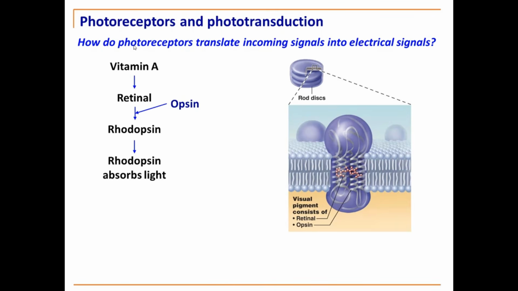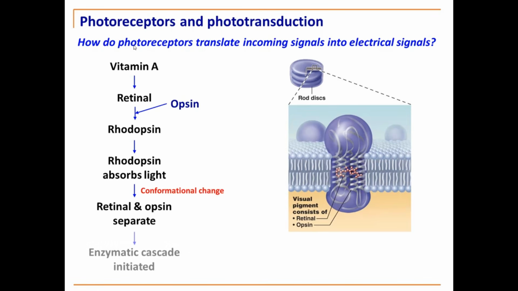So the rhodopsin absorbs the light, we get a conformational change, they kind of separate, and we initiate an enzymatic cascade. To keep a long story short, an enzymatic cascade is initiated, and the photoreceptors hyperpolarize. So in other words, they become more negative. So normally when we stimulate something, we think about depolarization to therefore help to generate an action potential. But in this case, we actually hyperpolarize.